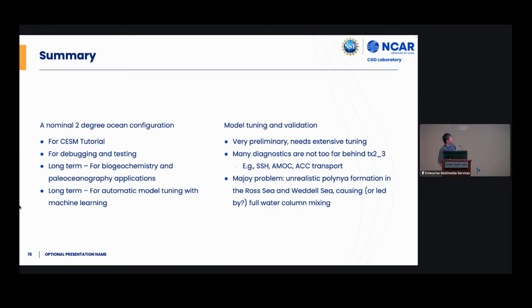At this stage, the model is still very preliminary and still needs extensive tuning. But many diagnostics such as the SSH, AMOC, and ACC transport are reasonably good at this point, except for the unrealistic polynya formation and the mixed layer depths along the Antarctica, and we will need to spend more time to fix that. Okay, thank you very much.